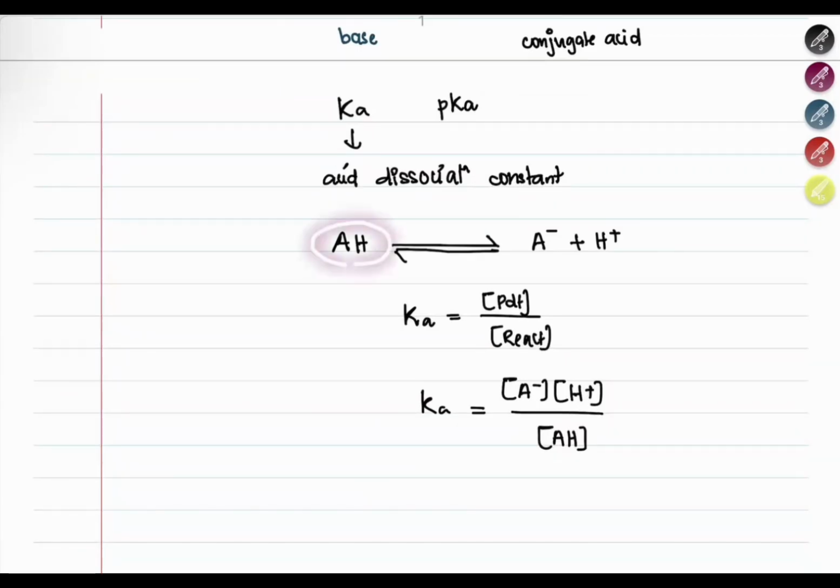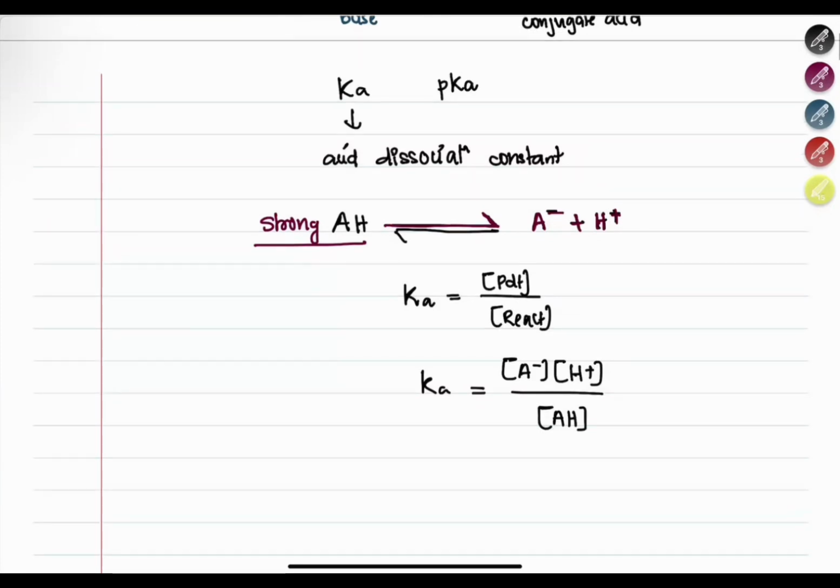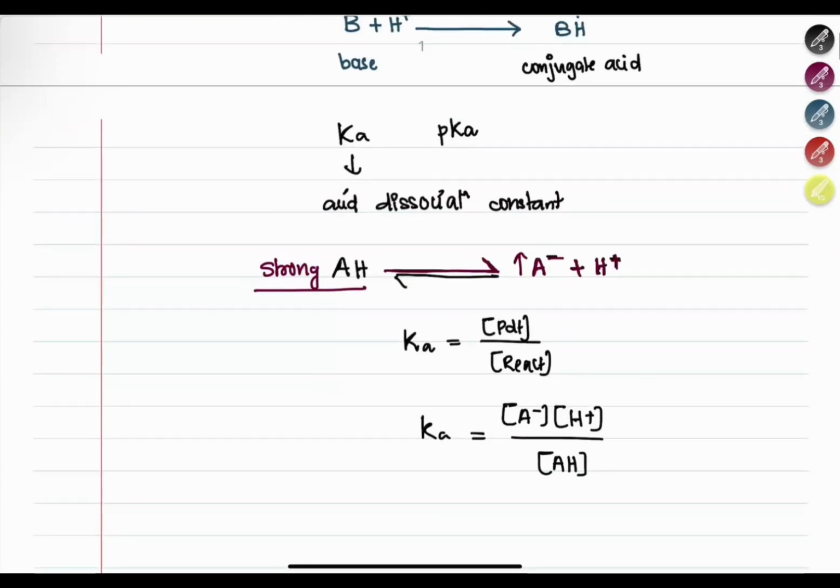suppose HA is a very strong acid. That means the forward reaction will happen fast. That will lead to more release of A minus and H plus. So if our HA is a strong acid, it will result in a higher concentration of A minus and a higher concentration of H plus, and it will lead to a low concentration of HA.